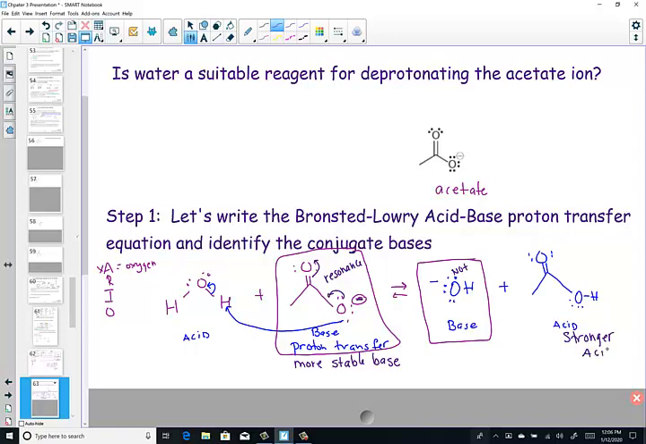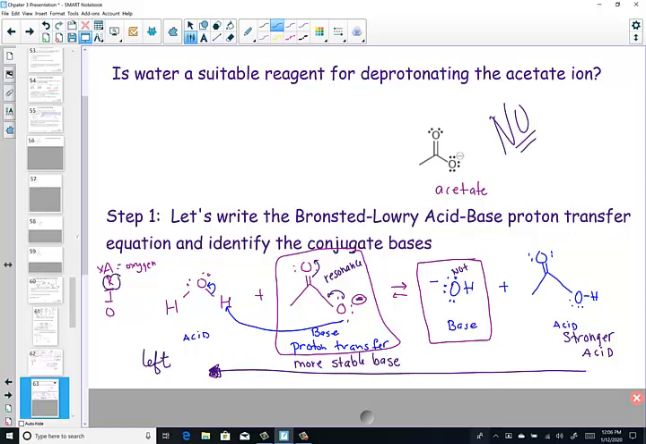And both of those decisions let us realize that the equilibrium always pushes towards the weaker side. The equilibrium always pushes towards the more stabilized base. So this equilibrium is lying to the left. Is water a suitable reagent for deprotonating the acetate ion? And the answer is no, because this reaction did not proceed in the forward direction with any kind of certainty. We're just saying, no, this really didn't happen.